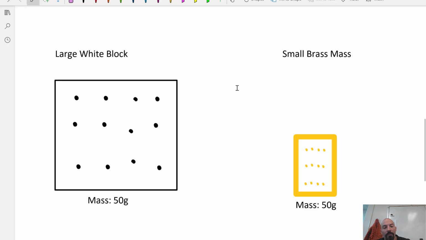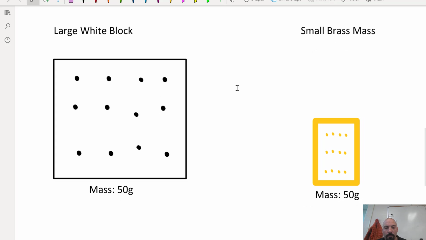Now, if we look at my options here, first off, you can see that the white block is a bigger volume, just like in reality, compared to the brass. They both had approximately the same mass in this case. They're both about 50 grams. And the number of particles is exactly the same. So this is one way you could represent something with higher density.